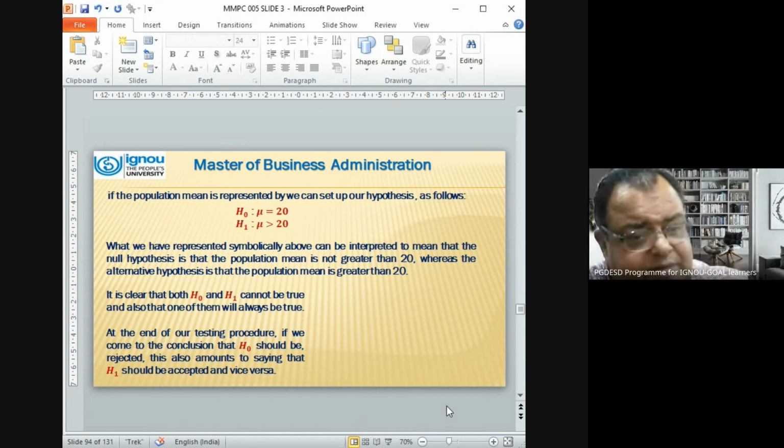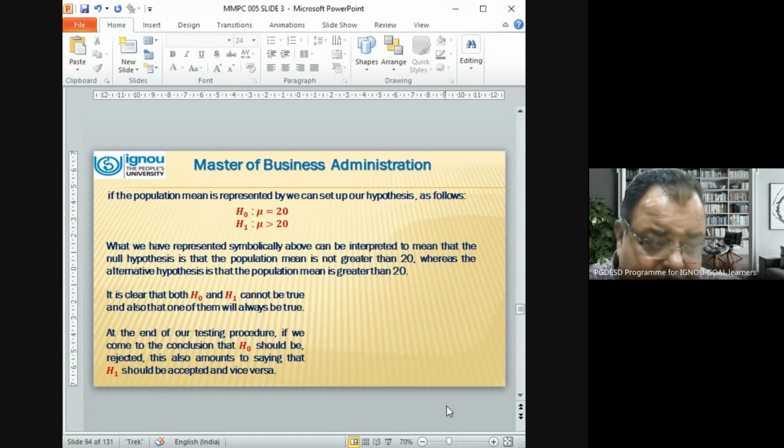Two things are there. What we have presented symbolically above can be interpreted to mean that the null hypothesis is that the population mean is not greater than 20, whereas the alternate hypothesis is that the population mean is greater than 20. It is clear that both H0 and H1 cannot be true, and also that one of them will always be true. See, this is the concept of hypothesis.